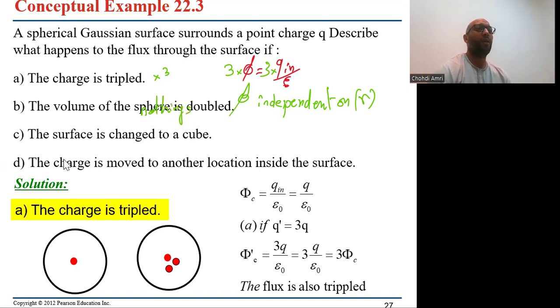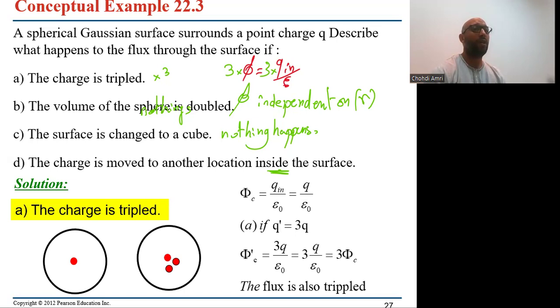The surface is changed to a cube. Nothing happens because we are only related to the charge inside this closed surface. The charge is moved from one location to another location, but inside the surface. Nothing happens because we are only related to the charge inside, whatever its location.